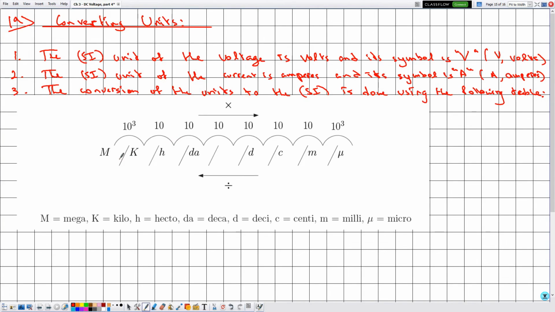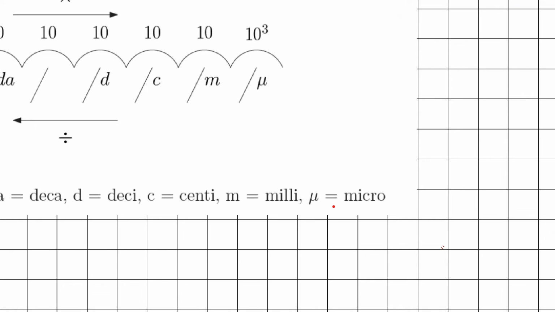Now, what do these subscripts stand for? Capital M for mega, capital K for kilo, small h for hecto, dA for deca, D for deci, C for centi, M for milli, mu for micro. So this is a Greek letter. It is given by mu.